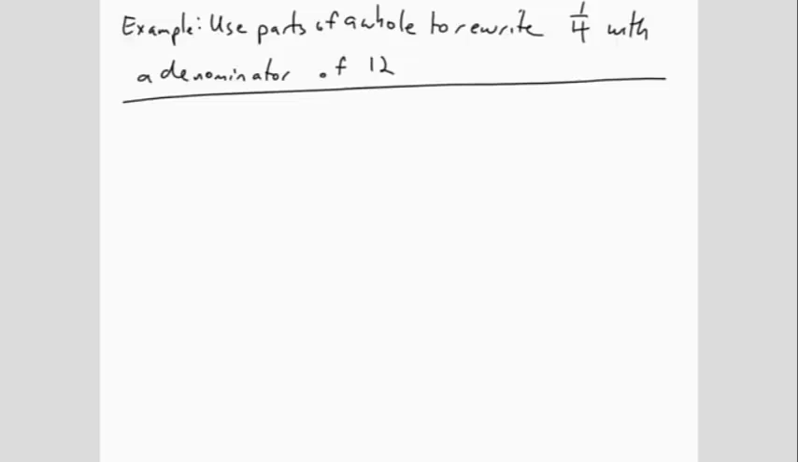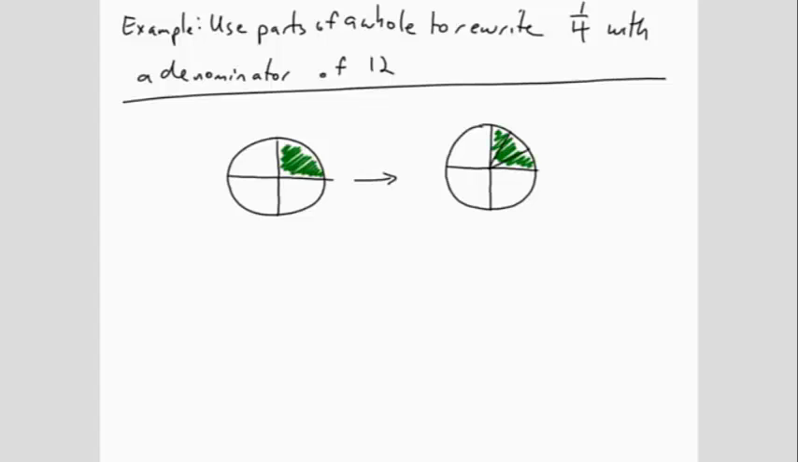Example, use parts of a whole to rewrite 1/4 with a denominator of 12. Let's start with a picture of 1/4. We want to cut up these slices so that we have a total of 12 slices that are all the same size in the end. How can we do this? Hopefully, your intuition is telling you to cut each slice into 3 pieces, because this is correct. This gives us a picture with 3 pieces that are shaded in out of a total of 12. That means we have 1/4 is equal to 3/12.